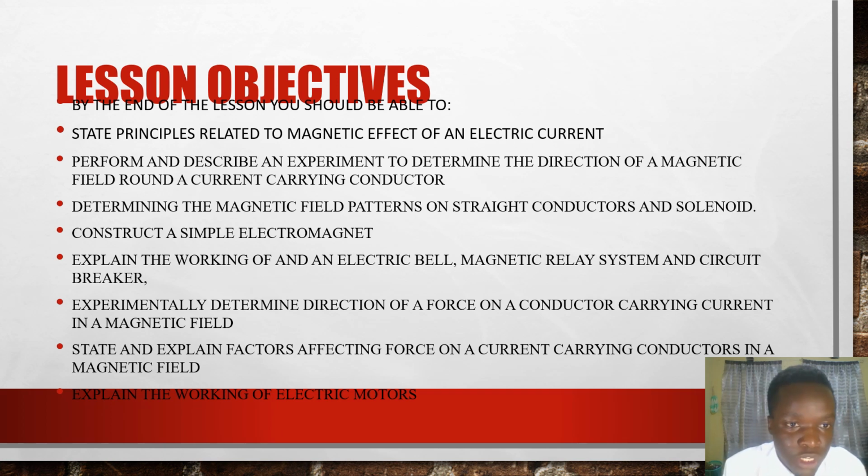The lesson objectives for our class today: by the end of the lesson you should be able to state the principles related to the magnetic effect of an electric current, perform and describe an experiment to determine the direction of a magnetic field around a current carrying conductor, determine the magnetic field patterns on a straight conductor and solenoid, construct a simple electromagnet, explain the working of an electric bell, magnetic relay system and circuit breaker, experimentally determine the direction of a force on a conductor carrying current in a magnetic field, and state and explain factors affecting force on a current carrying conductor in a magnetic field.